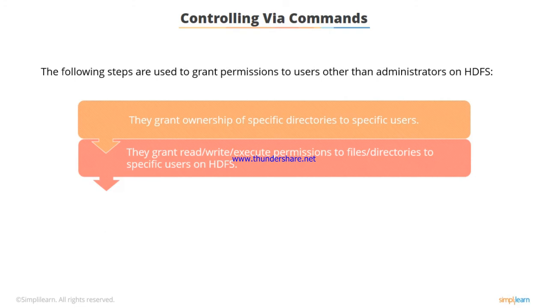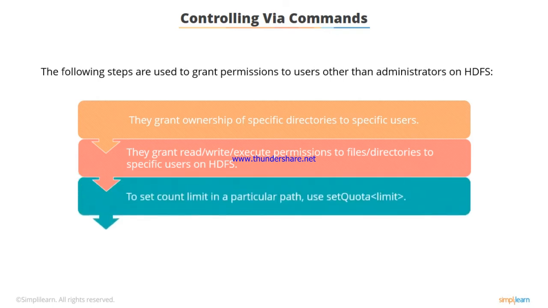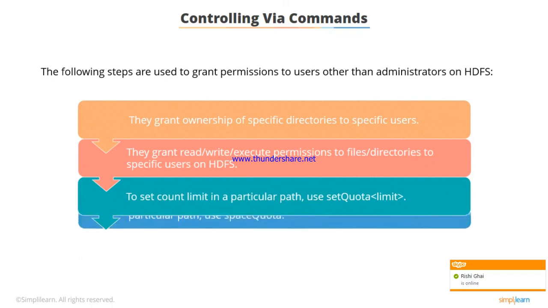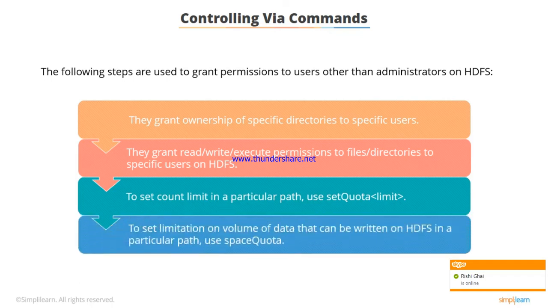This can be controlled using quotas. To set a count limit in a particular path, use setQuotaLimit. This allows users to write only a limited amount of data in a particular path on HDFS. The limit includes the count of files and directories. To set a limitation on the volume of data that can be written on HDFS in a particular path, use space quota. This can be megabyte, gigabyte, terabyte, and so on.